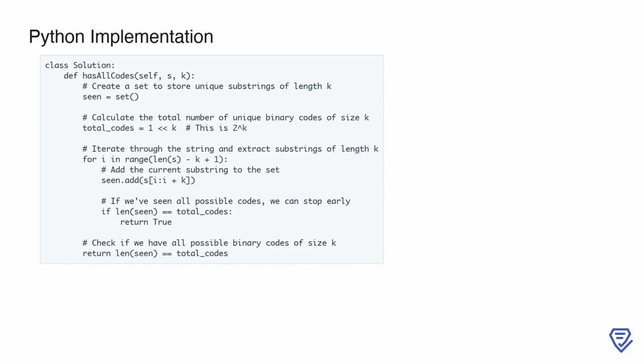4. Final check. If the loop completes without finding all codes, the function checks if the size of seen equals total_codes. If not, it returns false. This approach is efficient because the sliding window ensures each substring is processed in O(1) time, resulting in an overall complexity of O(n), where n is the length of the string. The use of a set guarantees uniqueness of substrings without additional overhead. Edge cases such as k > len(s) are naturally handled since the loop won't execute in such scenarios.